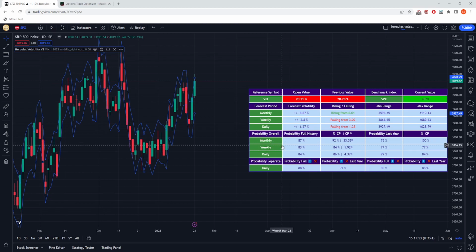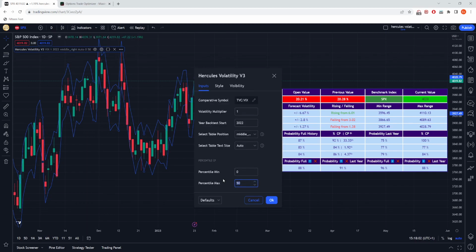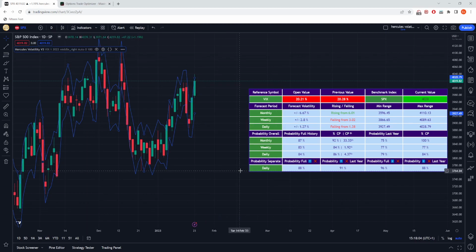However, if we compare to what we saw, for example, last year, let's go back to 0 to 100. We can see that for the last 20 years, we have 84% accuracy to stay within the channel. However, last year we have 79. And this 79 comes from the big volatility spikes which we had during the latest year.